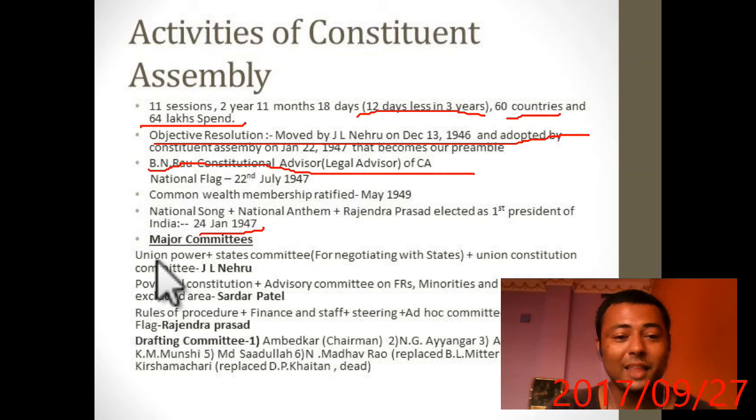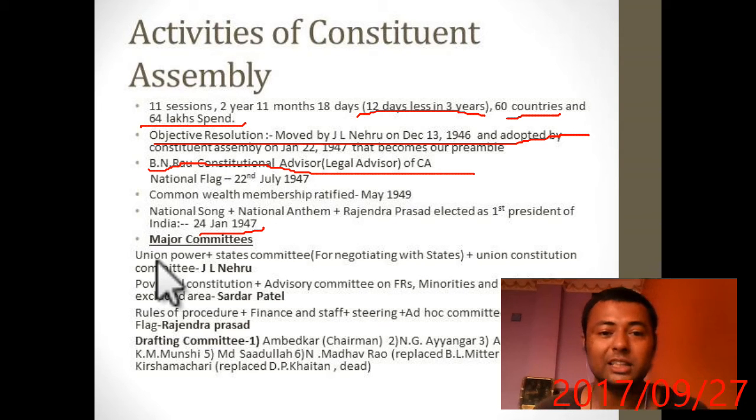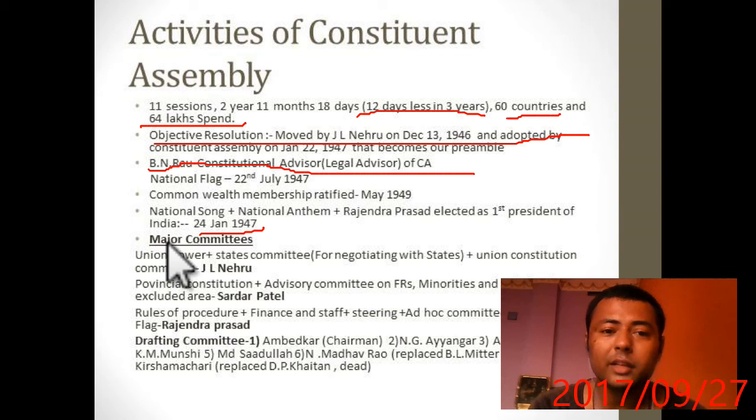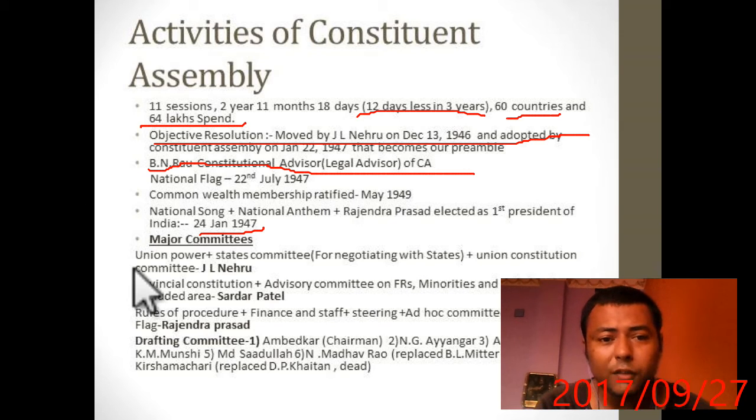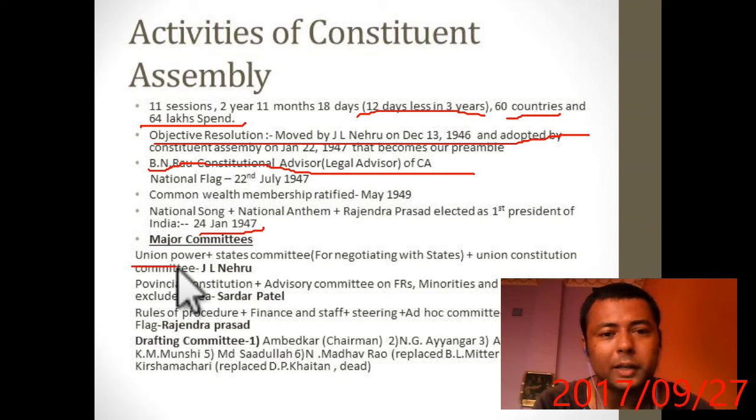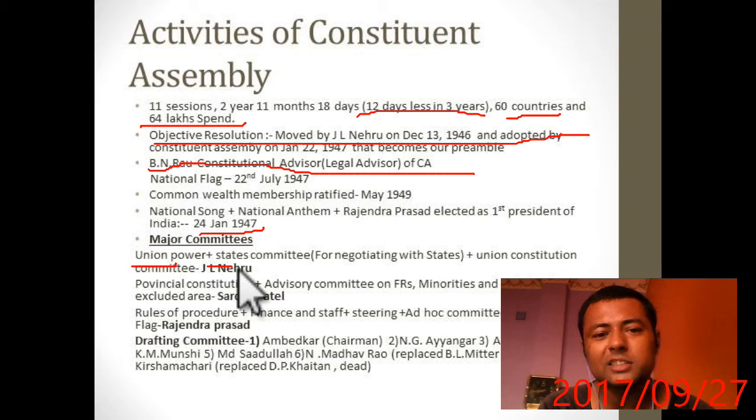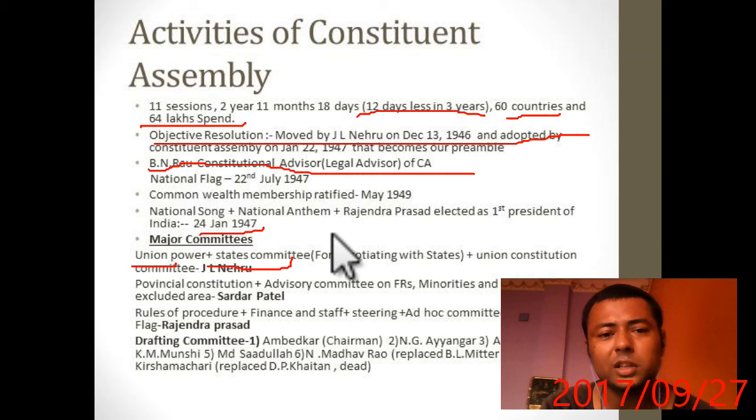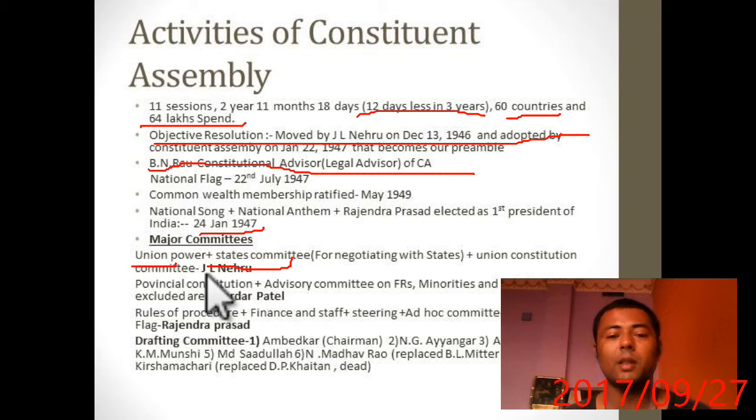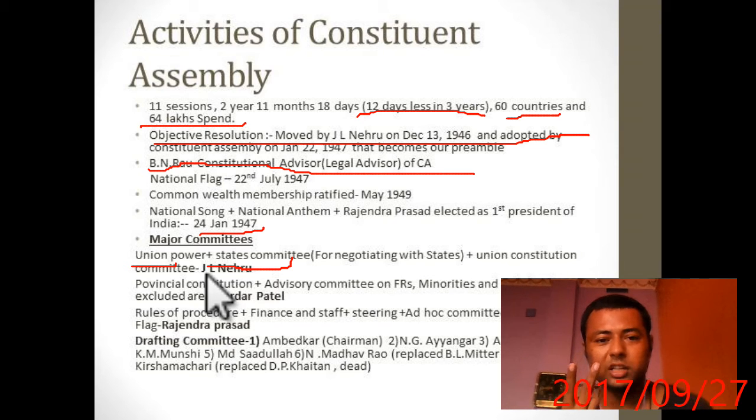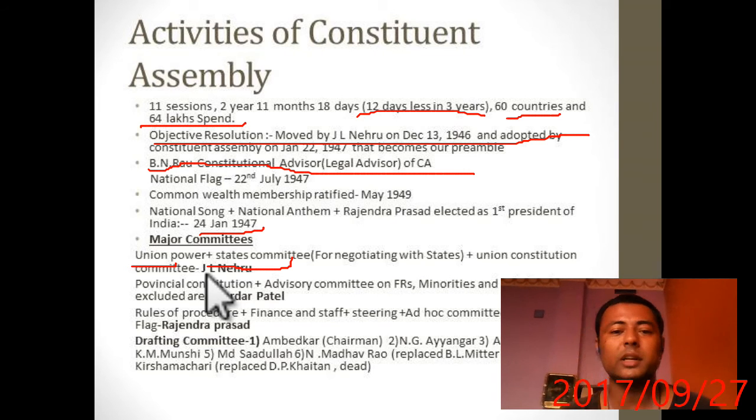Okay. Now there were some committees made. These committees decided on particular activities, and they are very much important. They were the major committees, and only one minor or ad hoc committee was important. The first committee was the Union Power Committee plus States Committee. The States Committee was created for negotiating with states, plus Union Constitution Committee. These committees were headed by Pandit Jawaharlal Nehru. You remember, Union Power Committee, second number, States Committee and Union Constitution Committee. These three committees were headed by Jawaharlal Nehru.